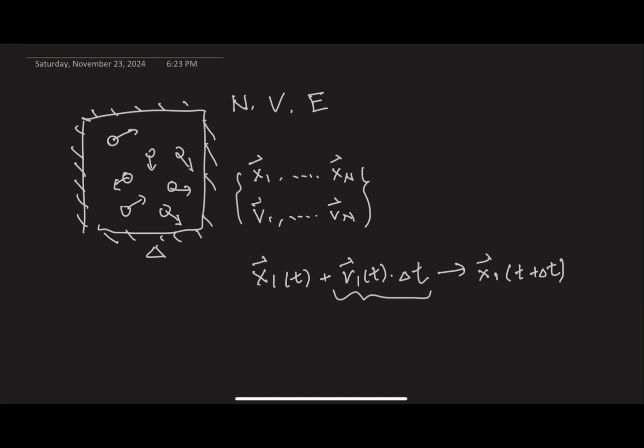And you can do this also for the velocity, right? If you know the position of the particles, you know the force between them, and also you can find out the acceleration, then you can find out the change of the velocity, and then you can find a new velocity at a later time.